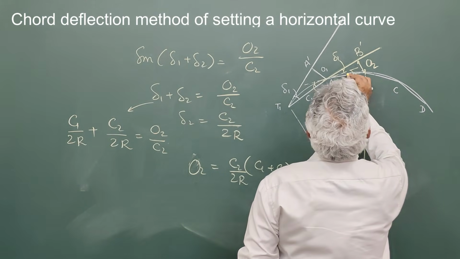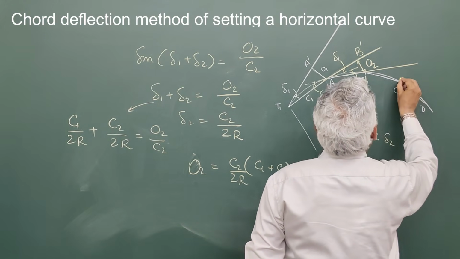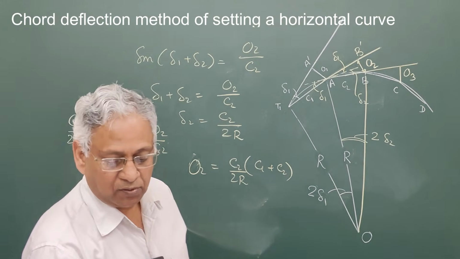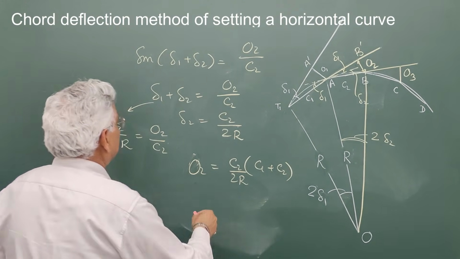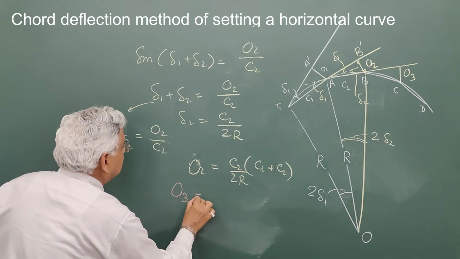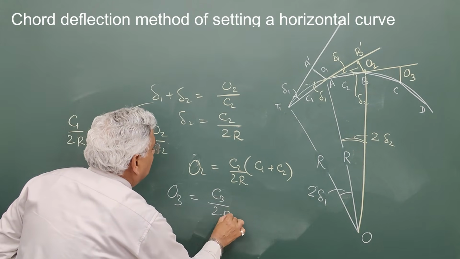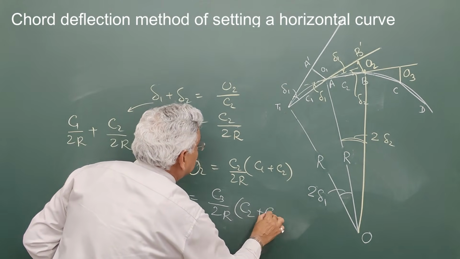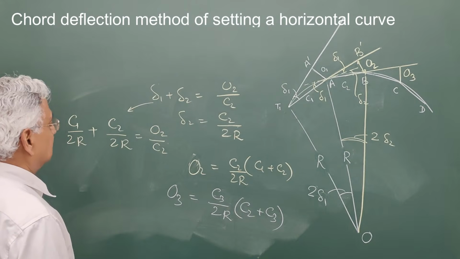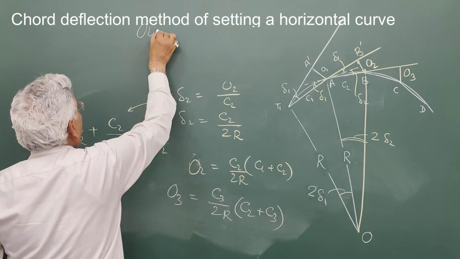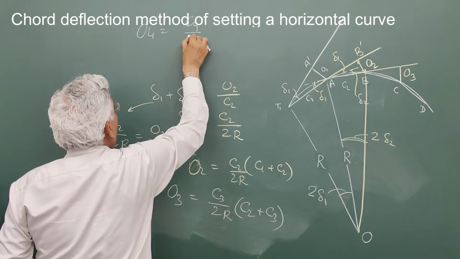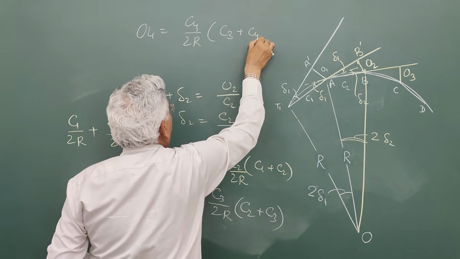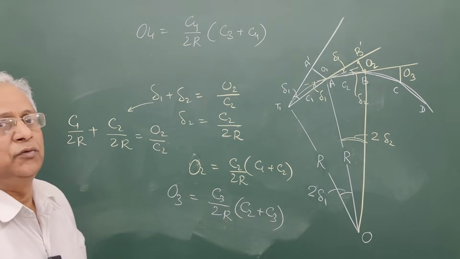Similarly, you produce this chord here now and find out what is this O3. That continues. With the same philosophy, with the same method, you can find out that O3 is C3 upon 2R into, it was C1 plus C2, so here it will be C2 plus C3. And O4 will be equal to C4 upon 2R into C3 plus C4, and continues.